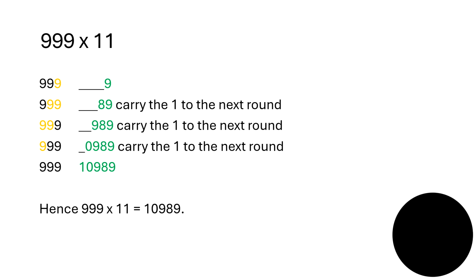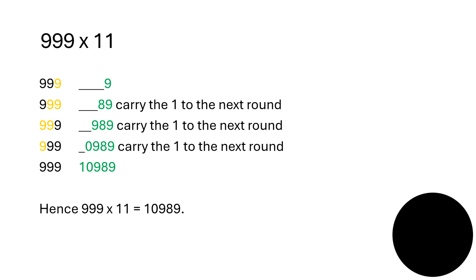So move over the focal pair to the other 9 and 9. And so it's 18 plus the carried over 1, which is 19. Write down the 9, carry over the 1. And so now our focus goes to the leftmost digit. And so it's a 9 plus the carried over 1, which is a 10. Write down the 0, carry over the 1 to the next round.